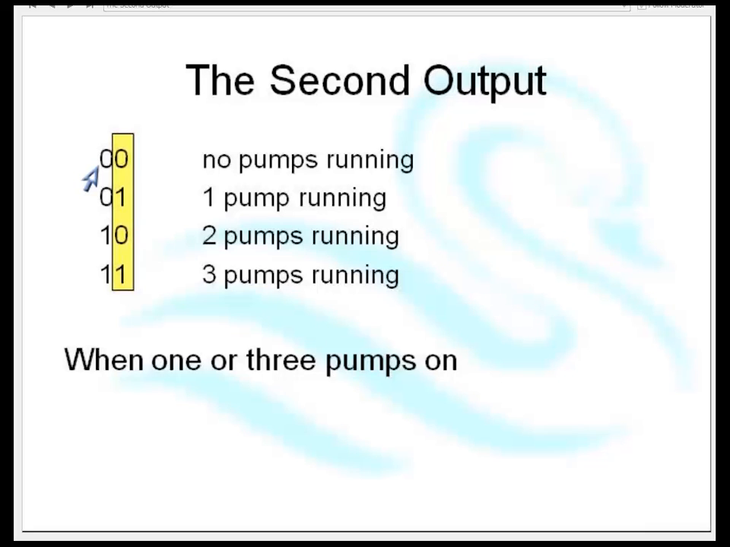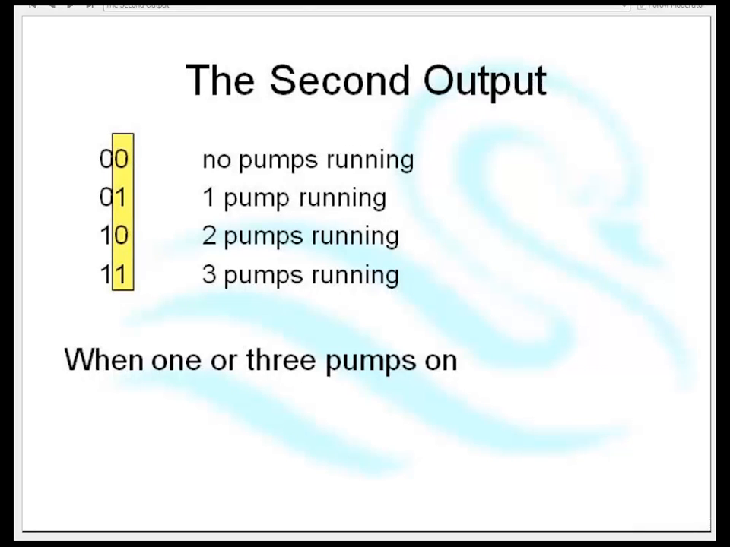When there were no pumps running, it would be off. Both the green lights would be off. When one of the pumps was running, the first of the green lights would be off and the second one would be on. So when one of the pumps was running, it would follow this pattern. So the second output would be switched on. When two of the pumps were running, it would be in this pattern.